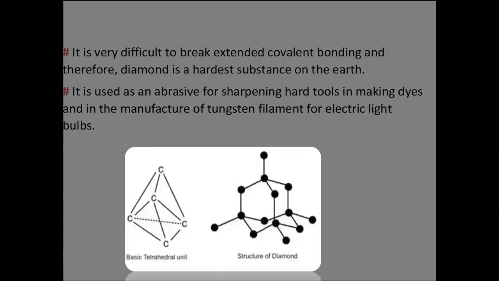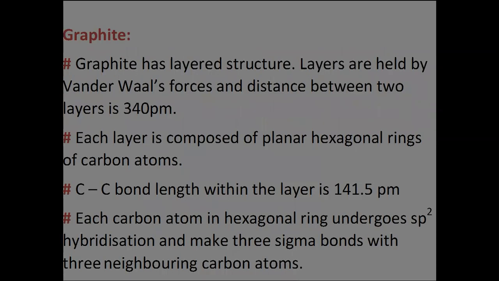It is very difficult to break extended covalent bonding, and therefore diamond is the hardest substance on the earth. It is used as an abrasive for sharpening hard tools, in making dies, and in the manufacture of tungsten filament for electric light bulbs. So you can see the structure of diamond, which is tetrahedrally arranged.